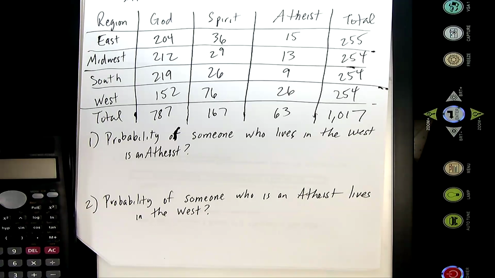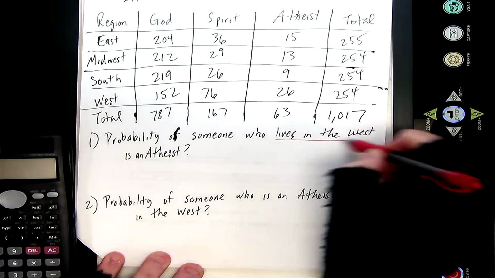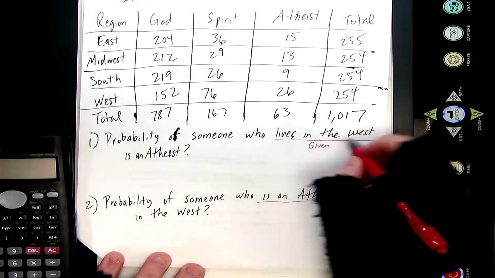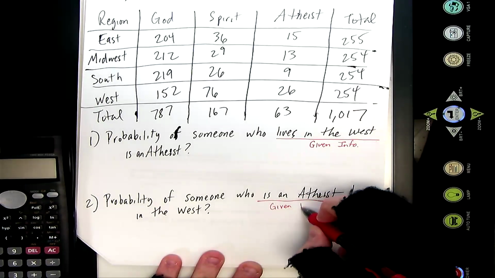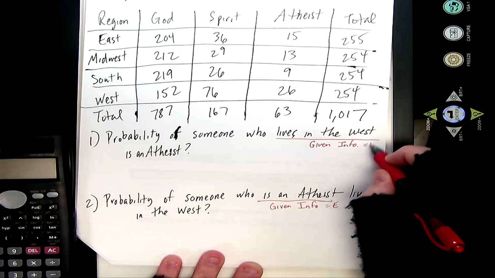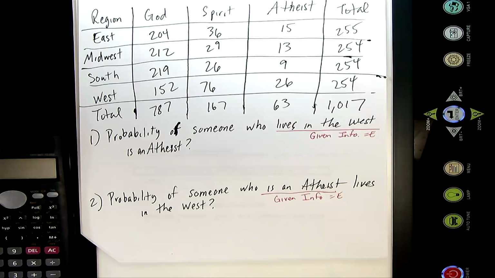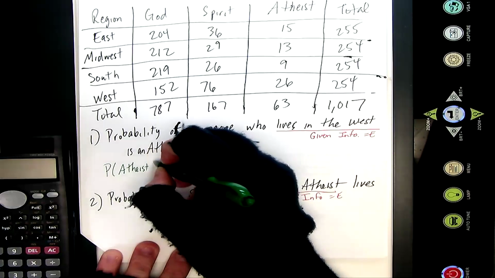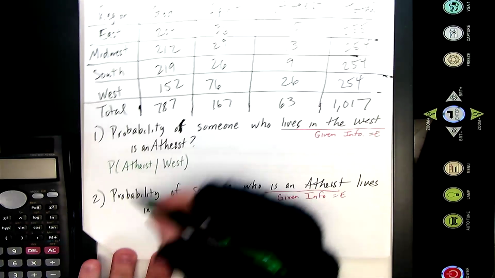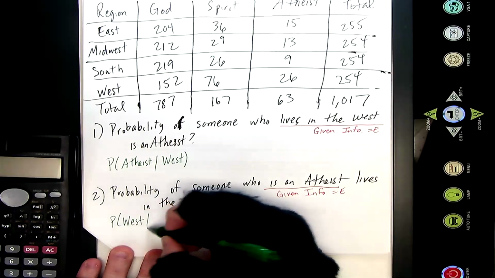Got all the same words, doesn't it? The first sentence has exactly the same words as the second sentence. But they are in a different order. And order matters. So whatever's coming first is like our given piece of information. It's our E. So this is asking for the probability of an atheist, given that they live in the West. And this is asking for the probability that someone lives in the West, given that they are an atheist.